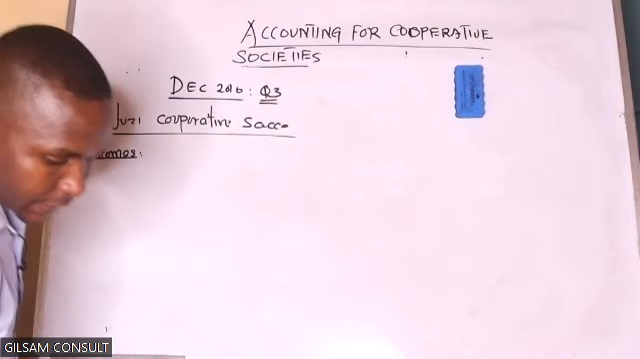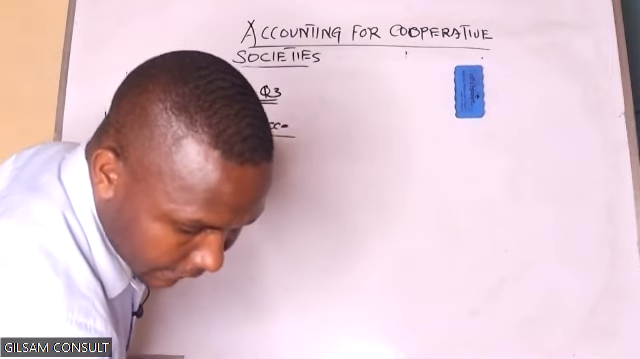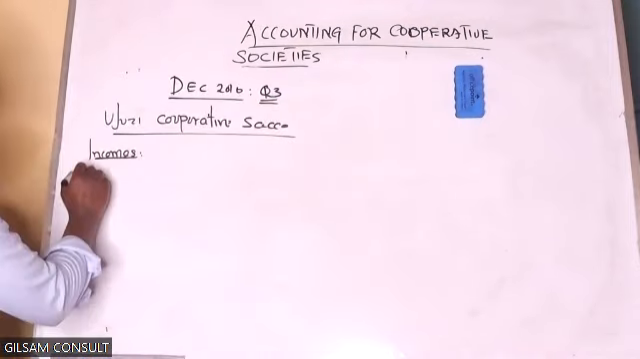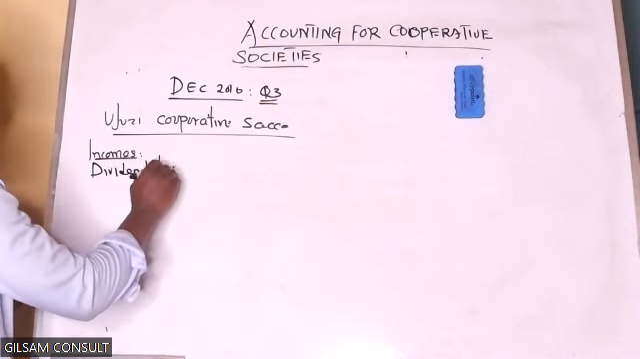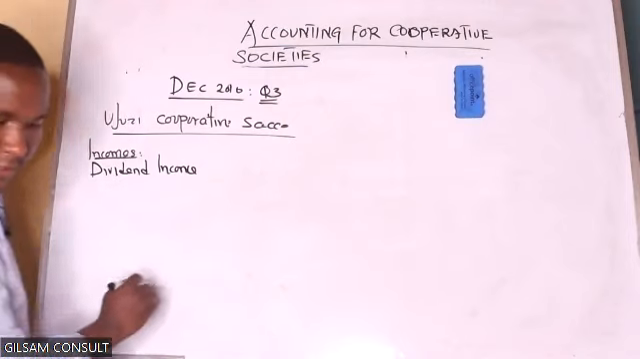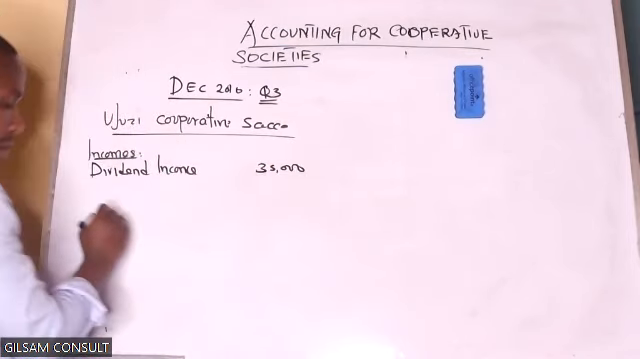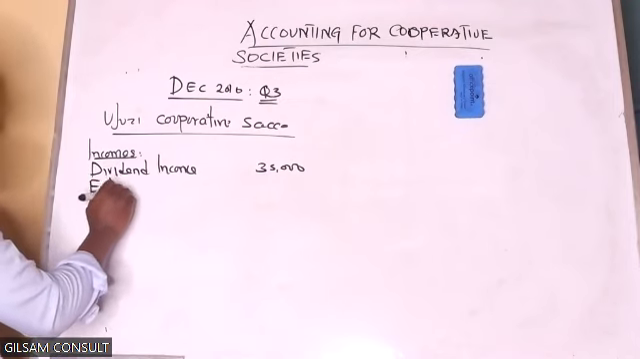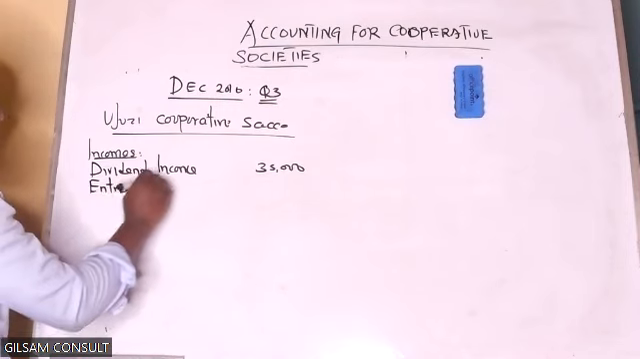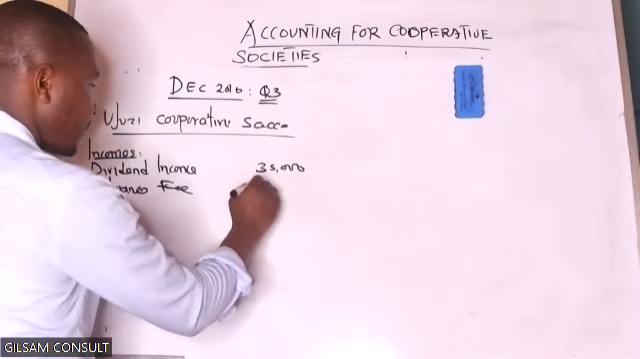We have incomes. Look at the trial balance. We have dividend income. Dividend income of how much? That's 5,000. We have entrance fee. Entrance fee 90,000.